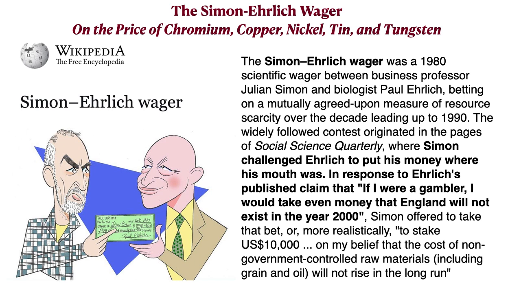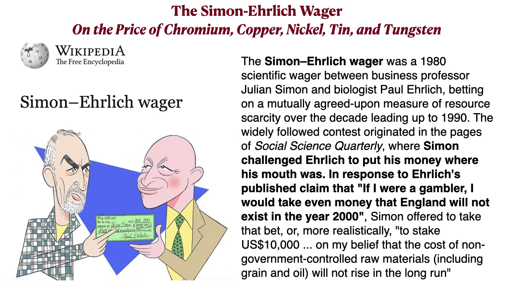There's a famous wager between Julian Simon and Paul Ehrlich, specifically over the price of chromium, copper, nickel, tin, and tungsten. Because Ehrlich was arguing that these would all become much more expensive because they're running out. Simon said, no, they'll become cheaper because we'll find new ways of mining them and producing them, and we'll find substitutes for them, and it's not an issue. So they had this wager in 1980.